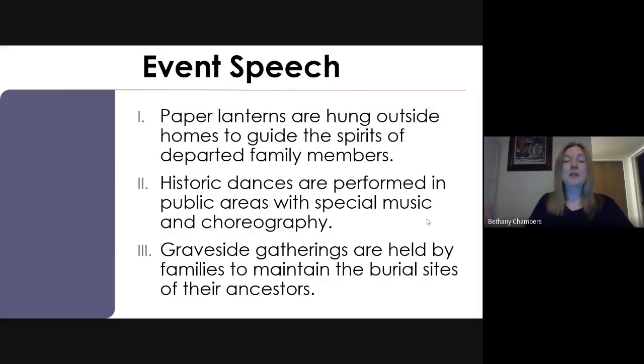So then when you're actually putting those main points together, the first could potentially be paper lanterns are hung outside homes to guide the spirits of departed family members. The second one could be historic dances are performed in public areas with special music and choreography. And then the third main point could be graveside gatherings are held by families to maintain the burial sites of their ancestors.